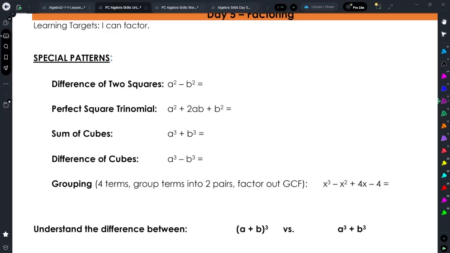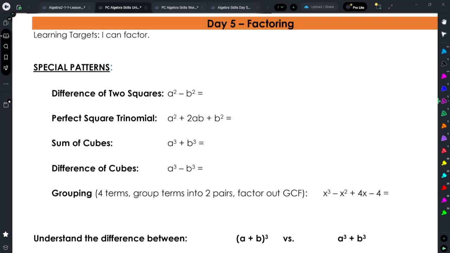So today we're going to be talking about factoring. We have two lessons on factoring, so today will be the more basic types of problems. We are going to go through all of these special patterns today and tomorrow because we do need to recognize and be able to use these, but we're not going to use all these today. Some of them will be in the next lesson.